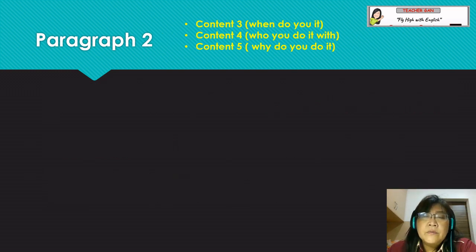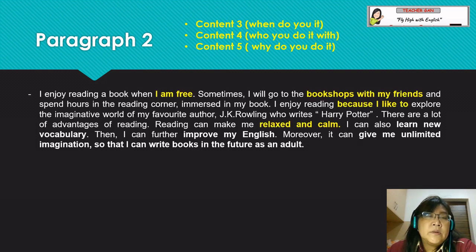For paragraph 2, you are using content 3. When do you do it? Content 4, who do you do it with? And content 5, why do you do it? So let's look at example number 1. I enjoy reading a book when I am free.